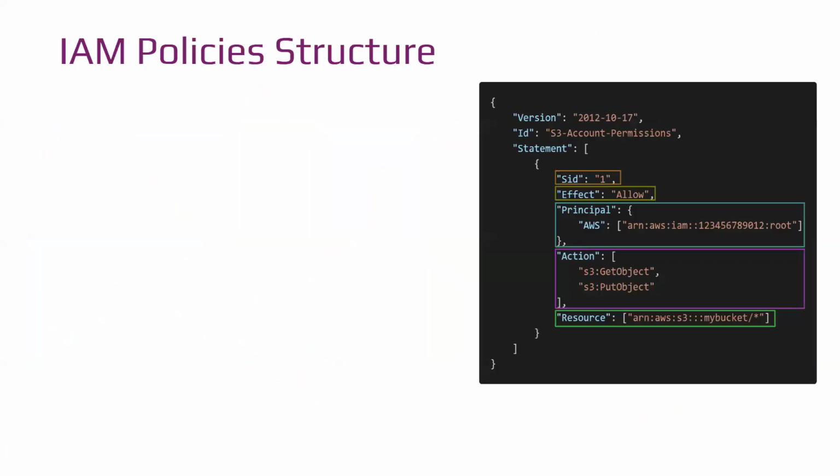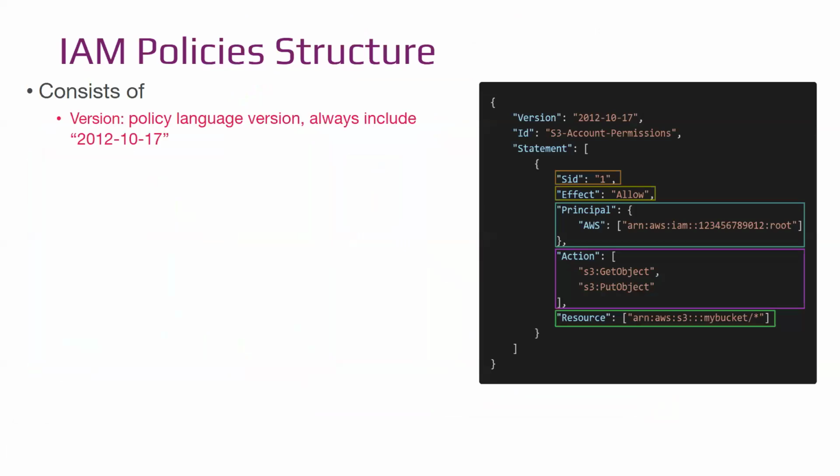IAM policy structure: how is the policy built, right? It consists of, first, a version. It says the policy language version, always include 2012-10-17 or something like that, right? ID is nothing but the identifier of your policy. It is optional actually. They mentioned S3 account permissions.